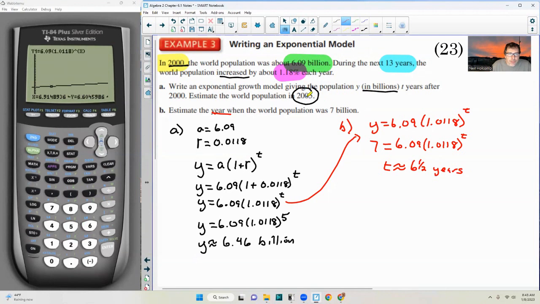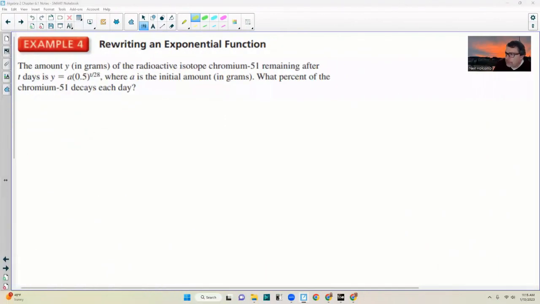All right, so if we started in 2005, this would be 2011, and it'd be 6 months after. So June of 2011 approximately would be 7 billion. Okay, if you round 6.5 to 7, it'd be about 2012. Now that I've done this, you should be able to do problem number 23 in your problem set.